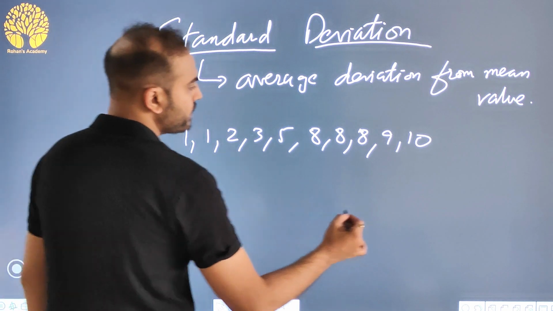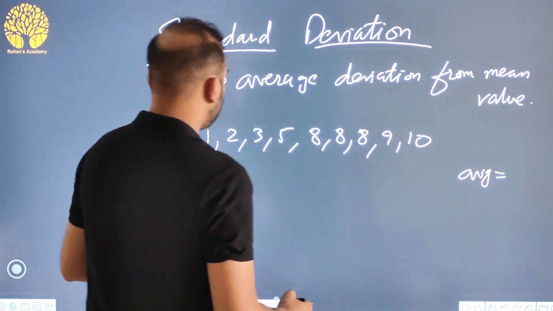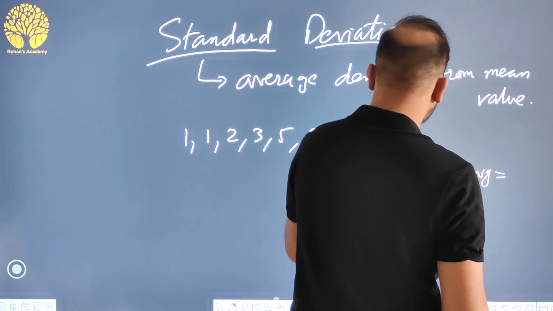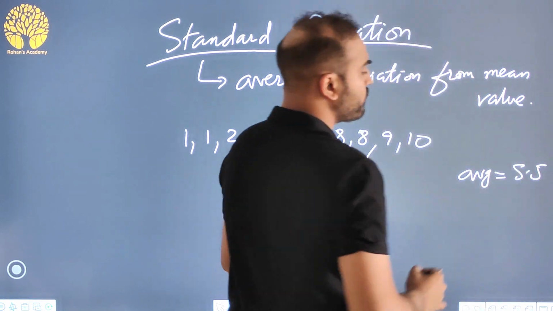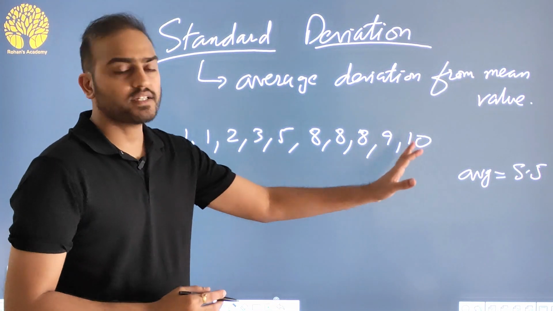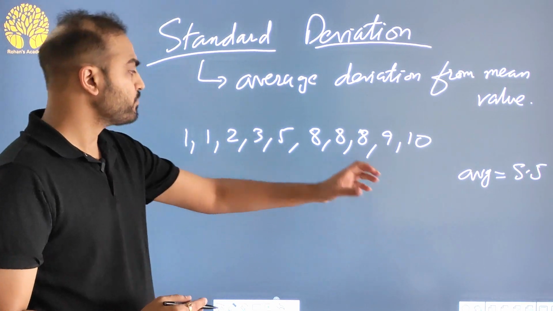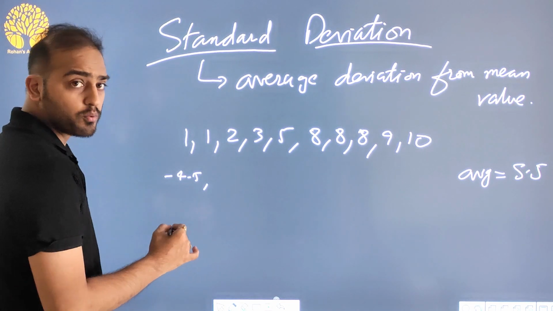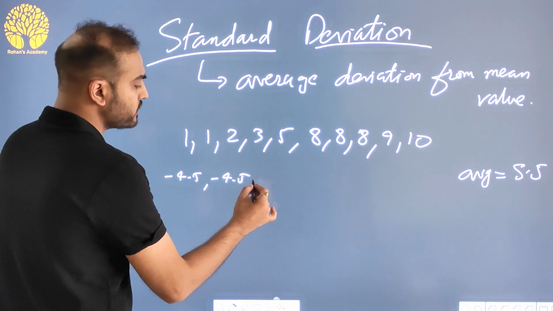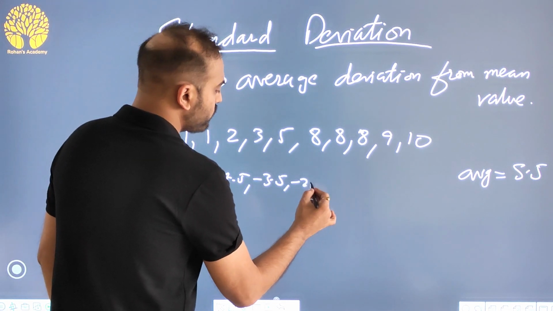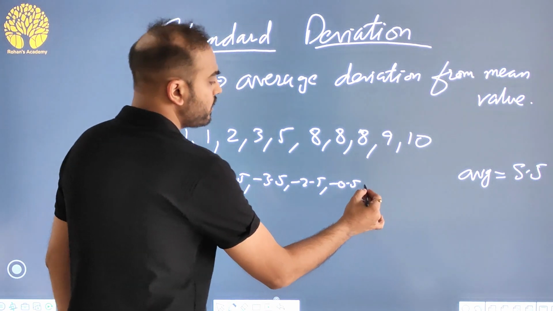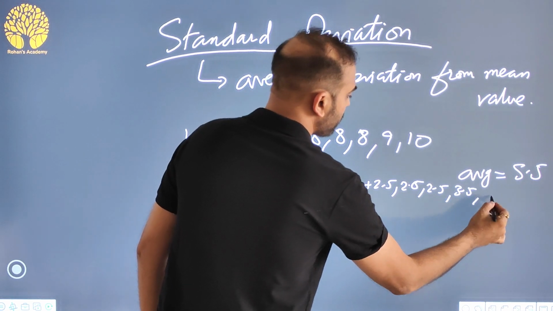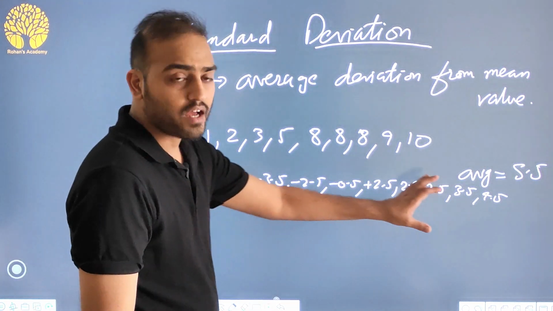If we find the average of it, that's 4, 7, 12, 20, 36, 55, so 5.5. So the average of this data set is 5.5. Now we look for deviation: 1 is minus 4.5 behind it, and this is also minus 4.5, then minus 3.5, minus 2.5, minus 0.5, plus 2.5, 3 times 3.5 and 4. So this is the deviation.